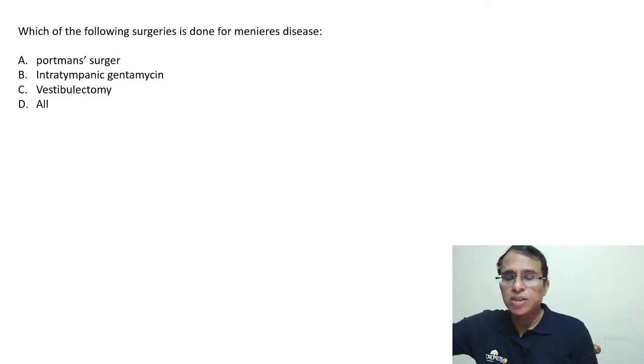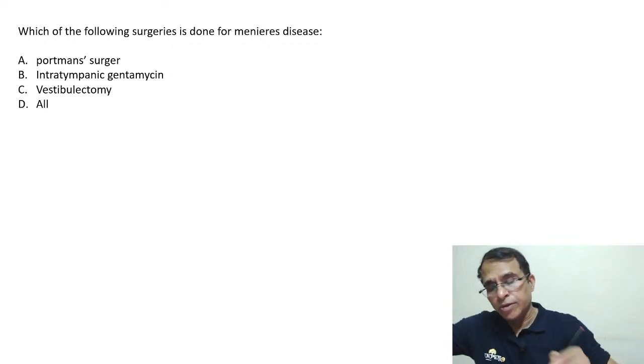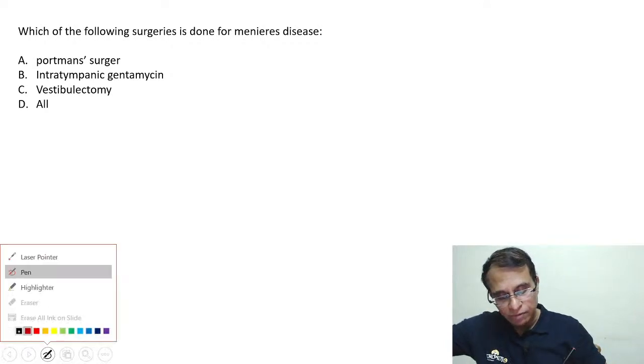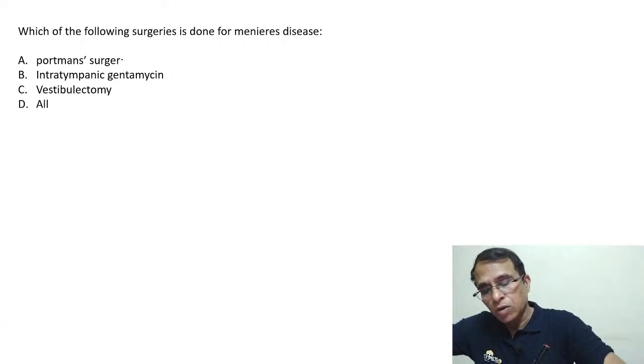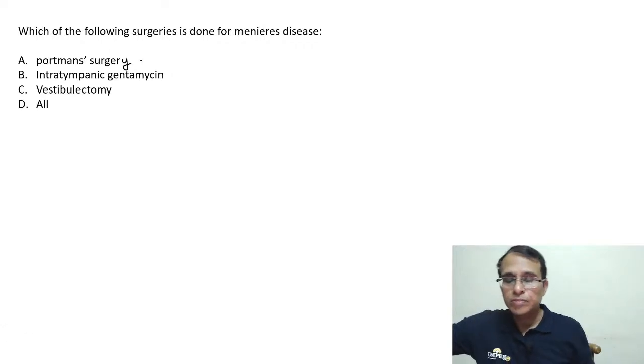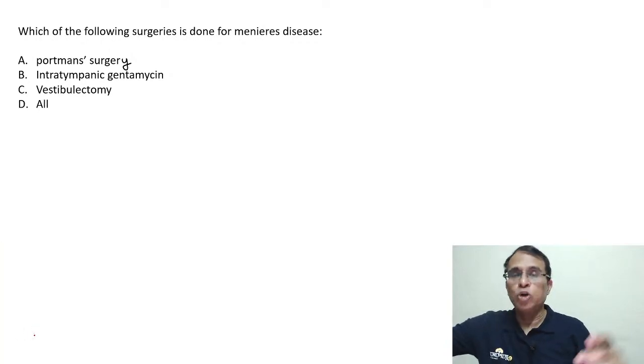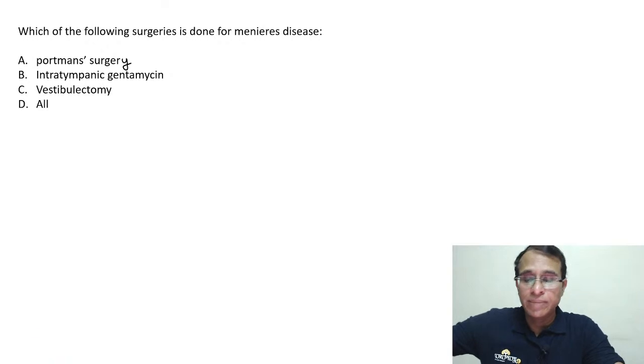Which of the following surgeries is done for Meniere's disease? Portmann's surgery, intratympanic gentamicin surgery, vestibulectomy, all. Which of the following surgeries is done for Meniere's disease? Portmann's surgery, intratympanic gentamicin, vestibulectomy, all.